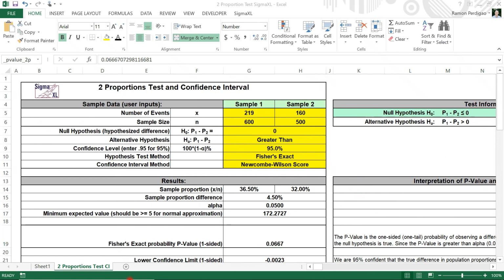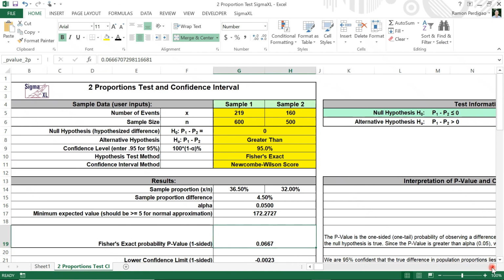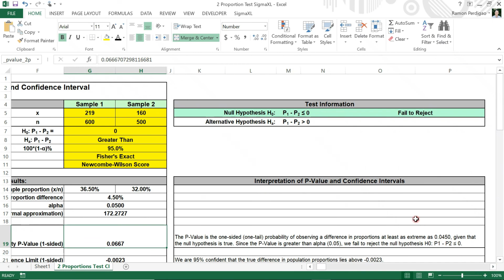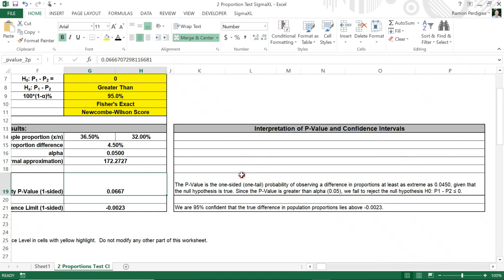The only thing I wanted to show you is that SigmaXL will also give you these results and interpretation on the right side here. As I had mentioned before, I have a null hypothesis in green. It says fail to reject. I have no evidence or not enough evidence that proportion 1, in this case 2016, is actually greater than proportion 2. And then there is the interpretation of the p-value and confidence intervals on this side here, which is basically, in different words, what I just said in terms of the outcome of the test.